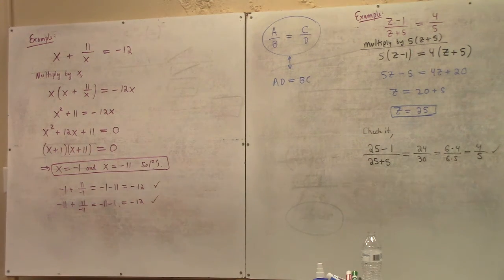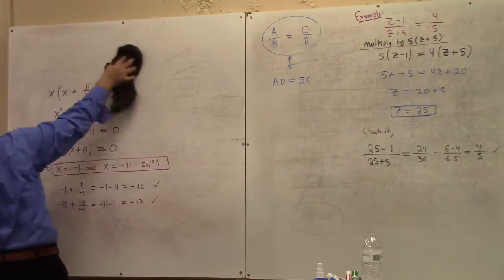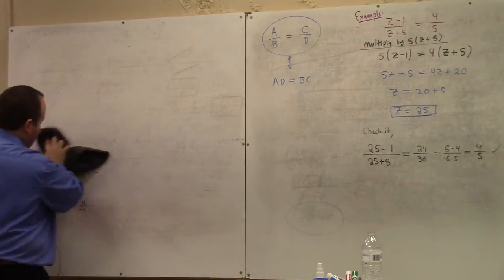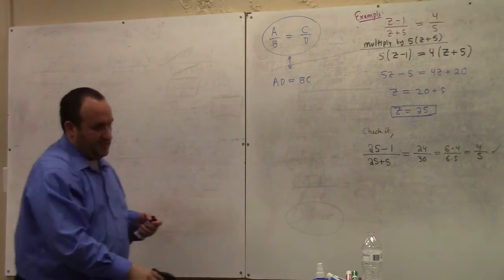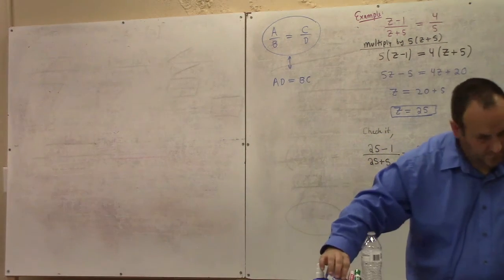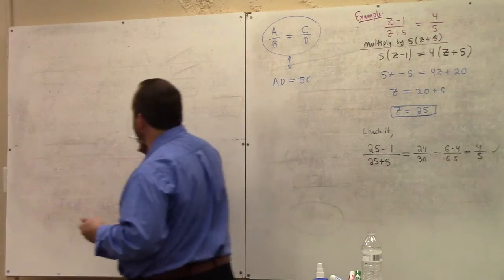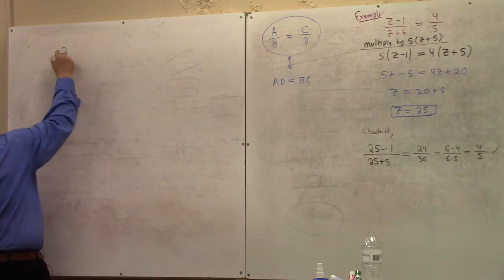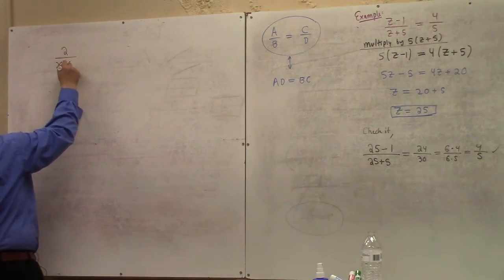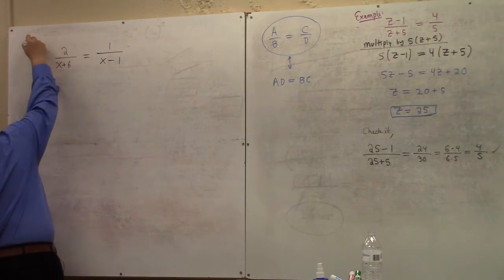Let's see here. Here's another one, 2 over x plus 6 equals 1 over x minus 1. How do we solve this?